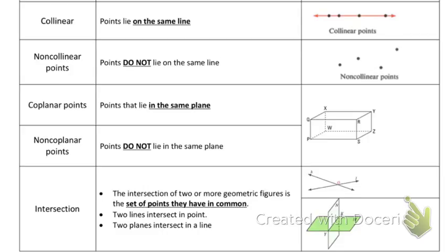Coplanar. It's got plane in it, so it must deal with planes. Coplanar is points that are all on the same plane. So with coplanar, see this box? This box is made up of 6 planes. All right? I'll try to shade them in, or one of them. So this right here is a plane. That's a plane.